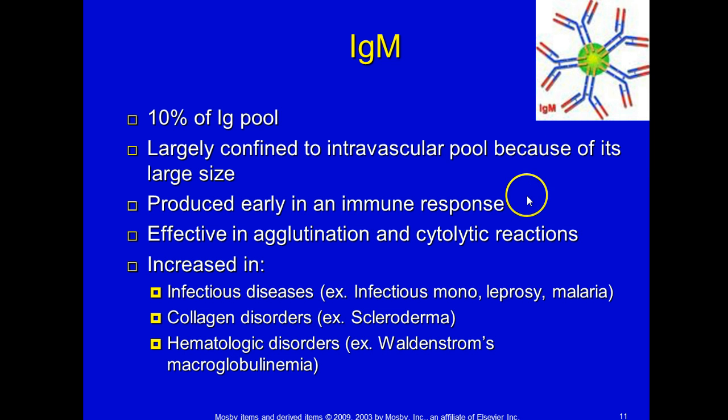It's produced very early in the immune response. It's very, very effective with agglutination and cytolytic reactions. We find this increased with infectious diseases, collagen disorders, and hematological disorders. I do have a chart coming up of the primary and secondary immune responses where you'll see IgG and IgM coming in.